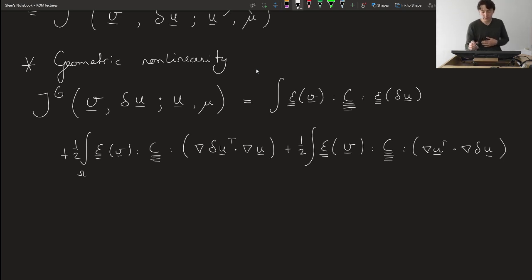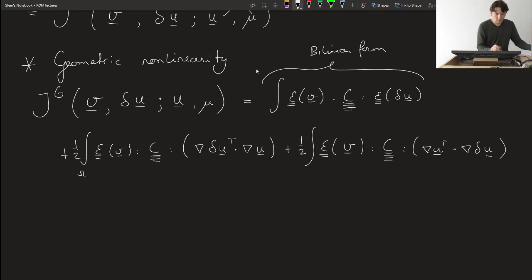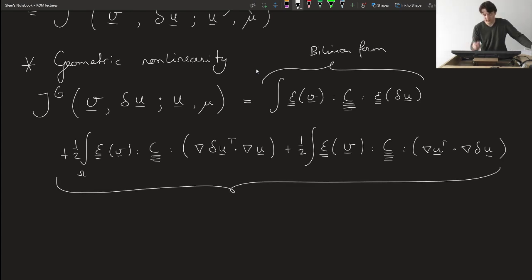what we see here is something that actually works a bit nicer, even though it doesn't look quite so nice, because what we see now is that this guy is a bilinear form. This is a bilinear form. But these guys, they're linear with respect to V, they're linear with respect to del U, but they're also linear with respect to my solution. So these are actually trilinear forms. And since I sum that, that's still also a trilinear form.